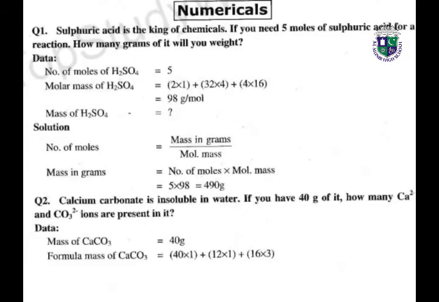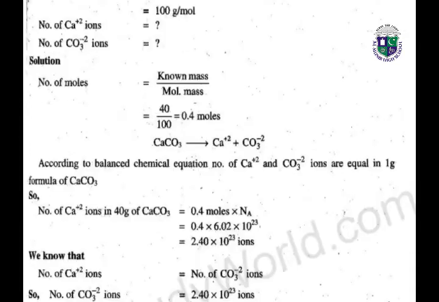Next, students, question number 2, calcium carbonate is insoluble in water. If you have 40 grams of it, how many calcium and carbonate ions are present in it? So mass of calcium carbonate is 40 grams. Formula mass, we can easily calculate by taking the molar mass of calcium, carbon and oxygen. By multiplying and adding them, we get 100 grams per mole.